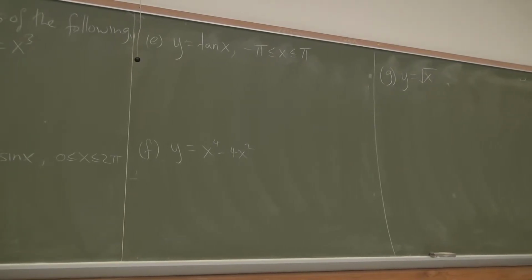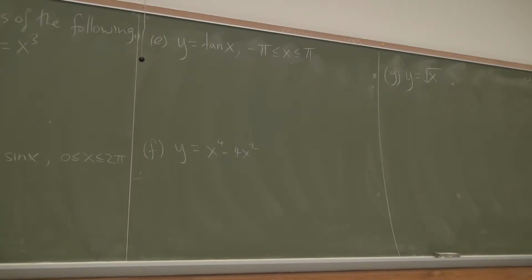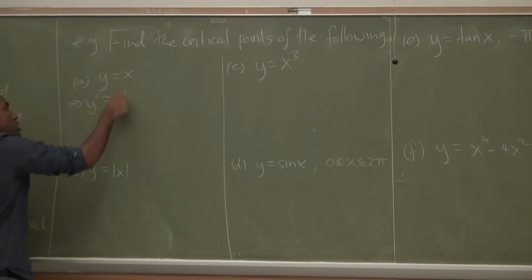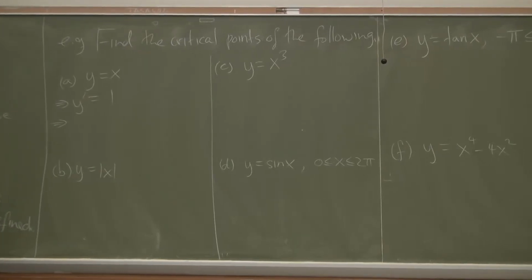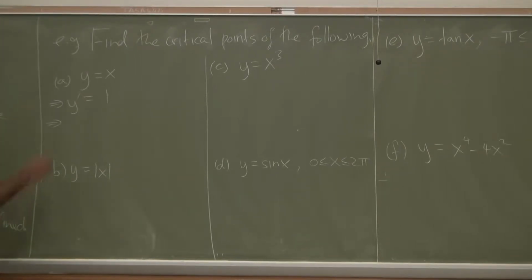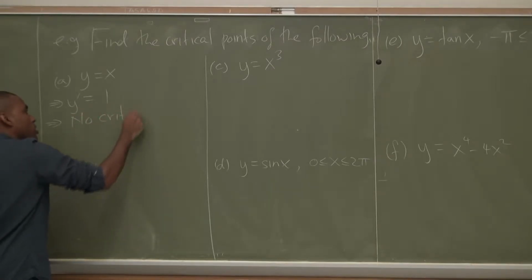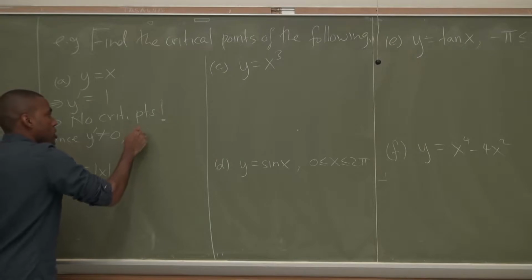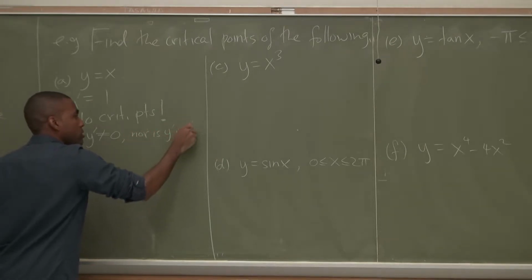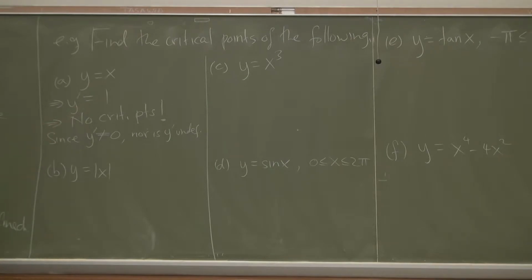So let's begin. What do we do? Differentiate, right? The critical point is defined in terms of what happens to the derivative, if it's 0 or undefined. So here we're going to find y prime. This equals 1. So what does this mean? What are the critical points? No critical points, since y prime is not equal to 0 and nor is y prime undefined. It exists, but it's just never 0. So it can't be a critical point. It fails both criteria.